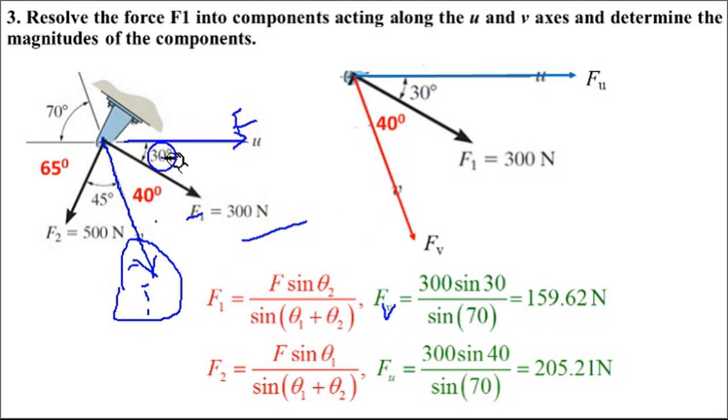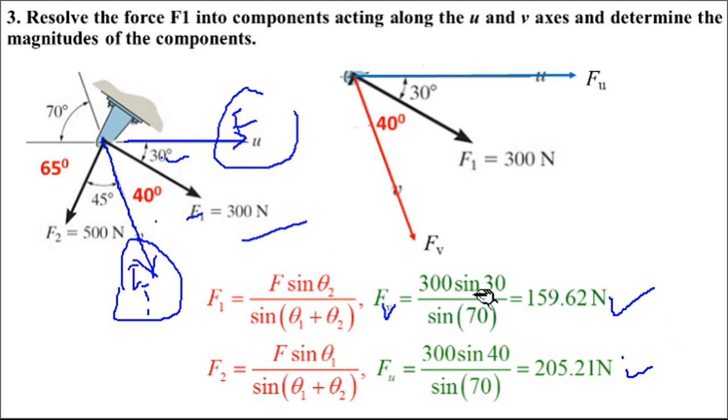If you take the opposite 30 angle, you will get this force, and if you take 40, you will get this force. So it doesn't matter what angle you are taking, but you should know that if you are taking 30 you will get this magnitude. If you are taking 40 then you will get the magnitude of this force.